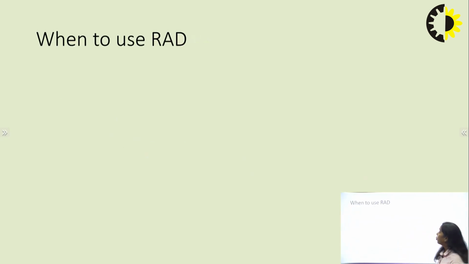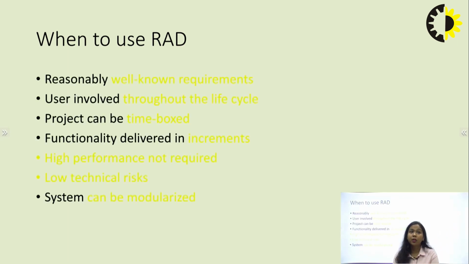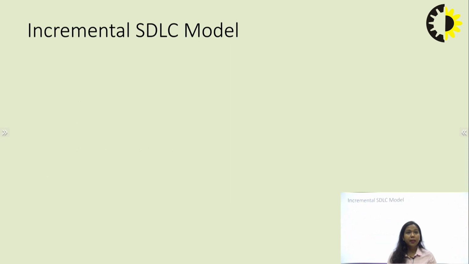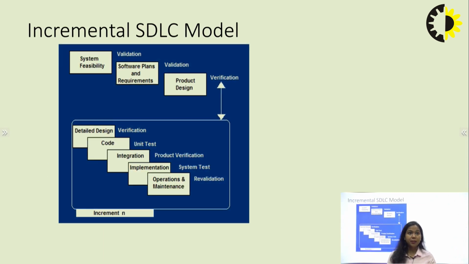Now, when is the RAD model to be used? When requirements are well known, throughout the life cycle, time box, increment, low technical risk, and the system can be modularized. There, we can easily use the RAD model. Next is the incremental SDLC model.